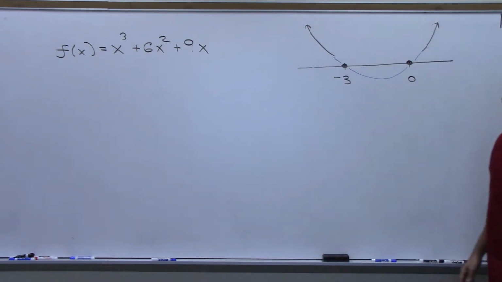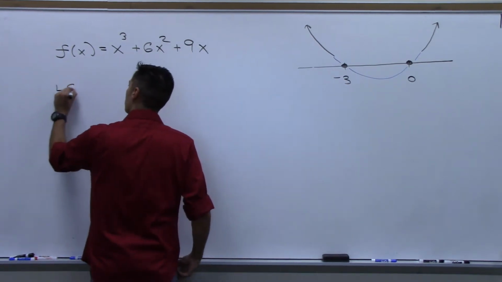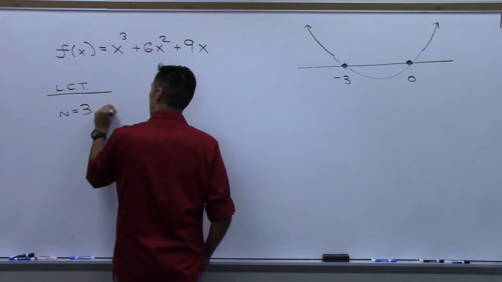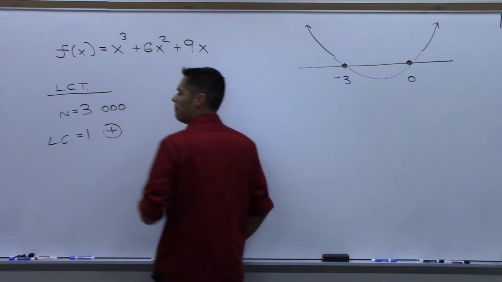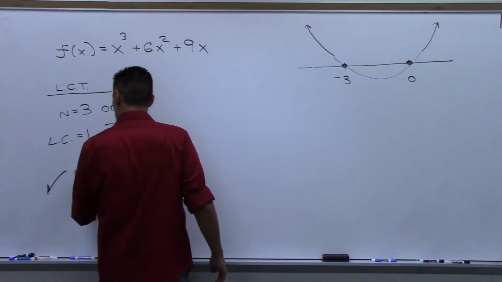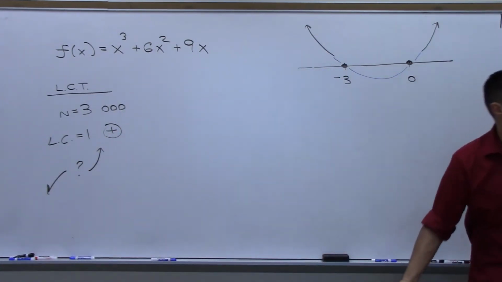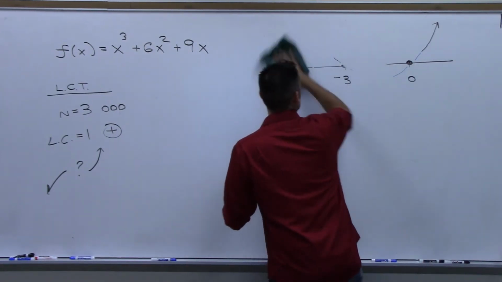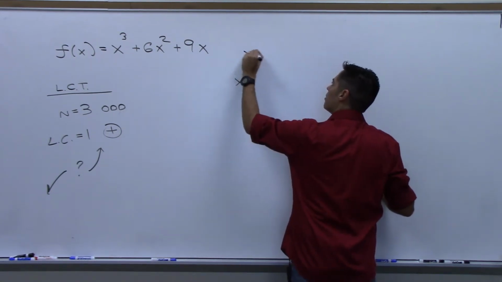What's the left and right hand behavior? It's going to go down and up. So the leading coefficient test: the degree here is 3, which is odd. The leading coefficient here is 1, which is positive, right? Which means down on the left, up on the right. In the middle, I don't know. And then I go look for my x-intercepts. So if I go get my x-intercepts, I set the function equal to 0 for x-intercepts.